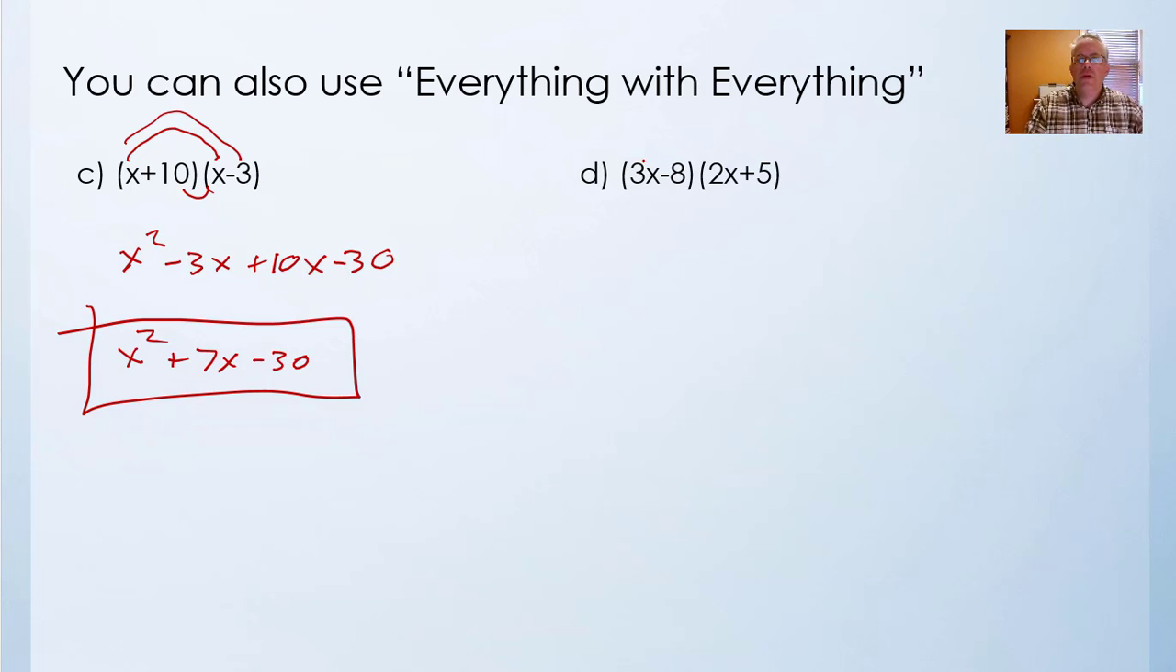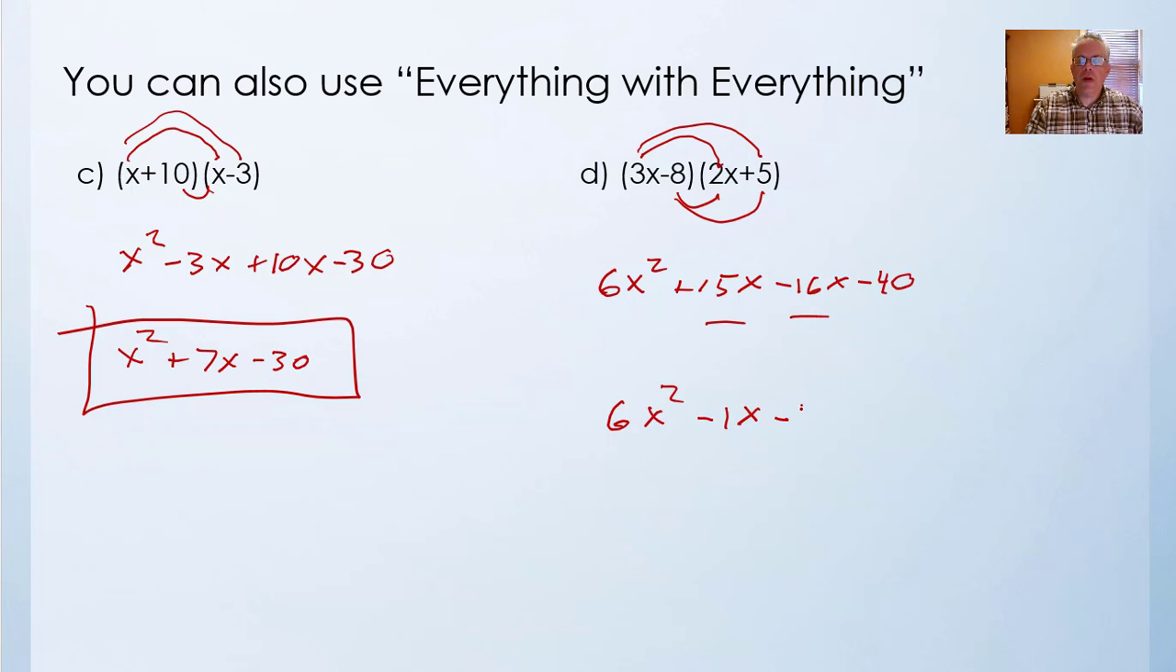Alright, let's try this one. We're going to do 3x times 2x, and then we're going to do 3x times 5. 3x times 2x is 6x squared. 3x times 5 is 15x. Minus 8 times 2x is minus 16x, and minus 8 times 5 is minus 40. We've got these two we can combine. We get 6x squared minus 1x minus 40.